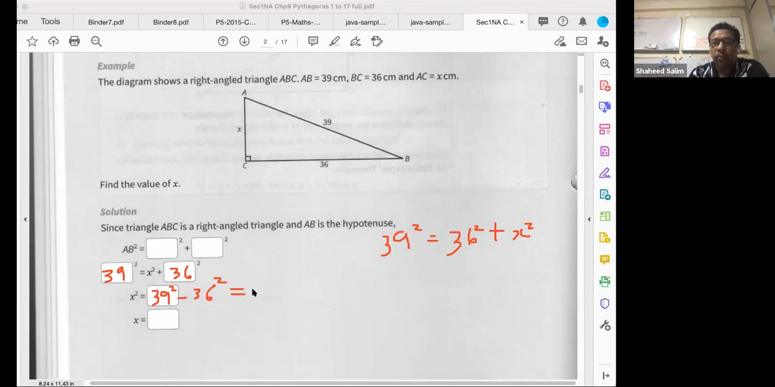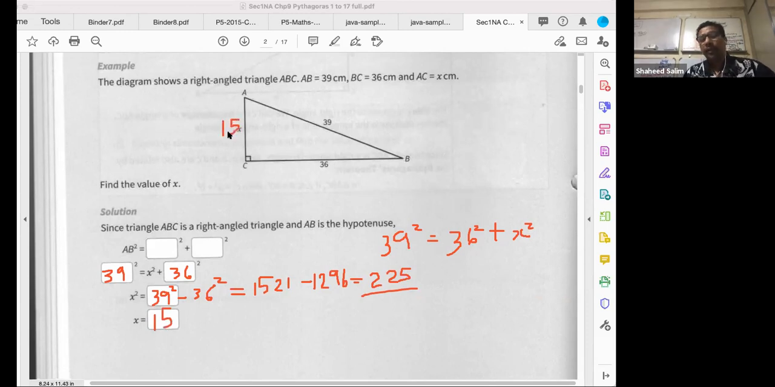What is this equal to? You get 1521 minus 36 squared, which is 1296. And you don't get a negative number. You get 225, correct? So now X squared is equal to 225. What is X? You take the square root of this. The square root of 225 is 15. So this is 15. We can test it: 15 squared plus this squared, you will get this squared.